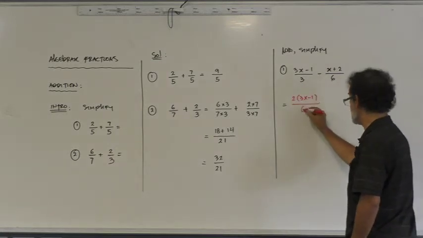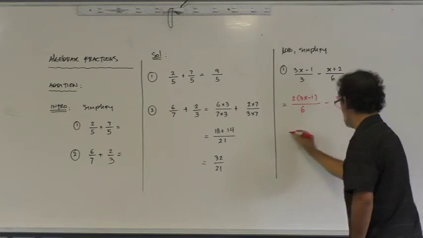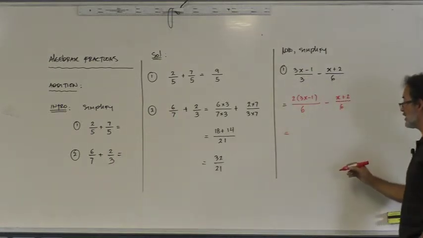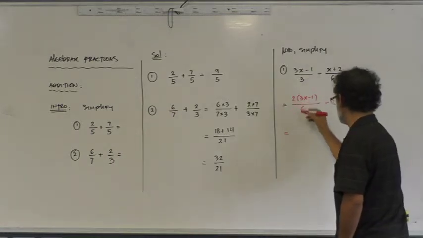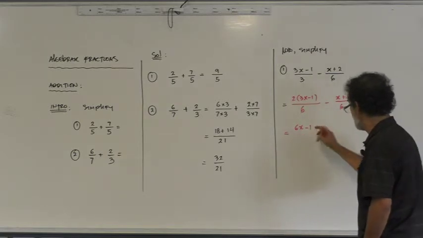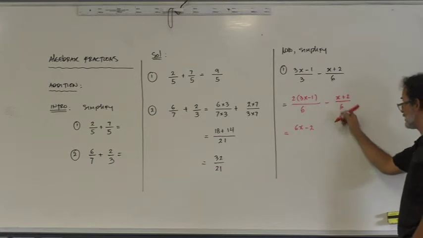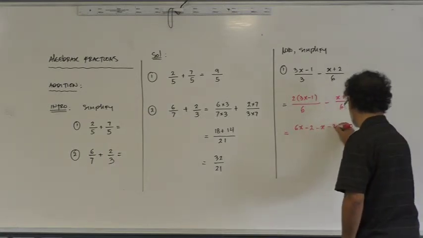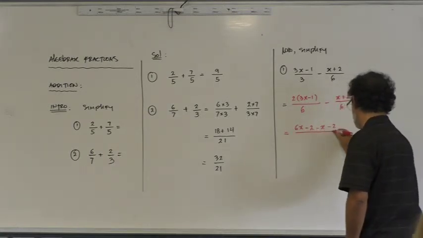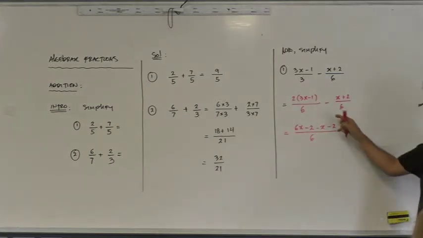So that will give you 6. And then we can put this together. So we're going to say 2 times 3 is equal to 6, and then 2 times -1 is -2. And then we're going to be careful in here. So it's going to be -x, and then -2, and then all over the common denominator.